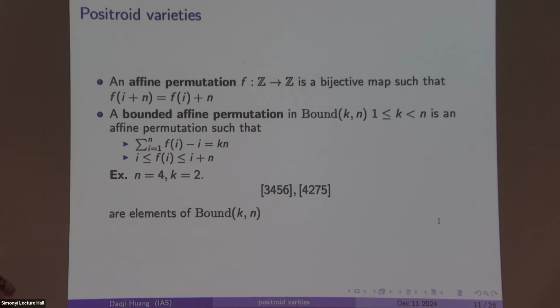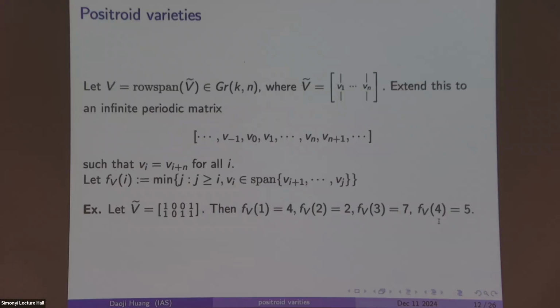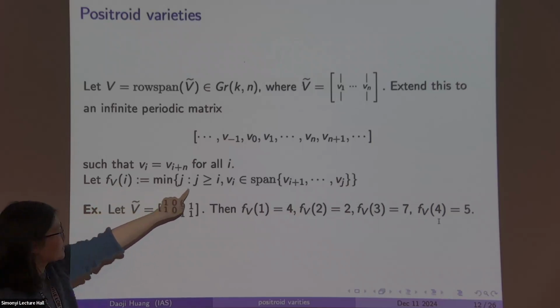Okay. So the affine permutation is for some n. You fix a Gr(k,n). Yes, so k is that k and n is that n. And to get this bounded affine permutation from an element in the Grassmannian, here's what you do. You write down its realization matrix, you extend this infinitely and periodically, and you define where the ith element goes by this expression.